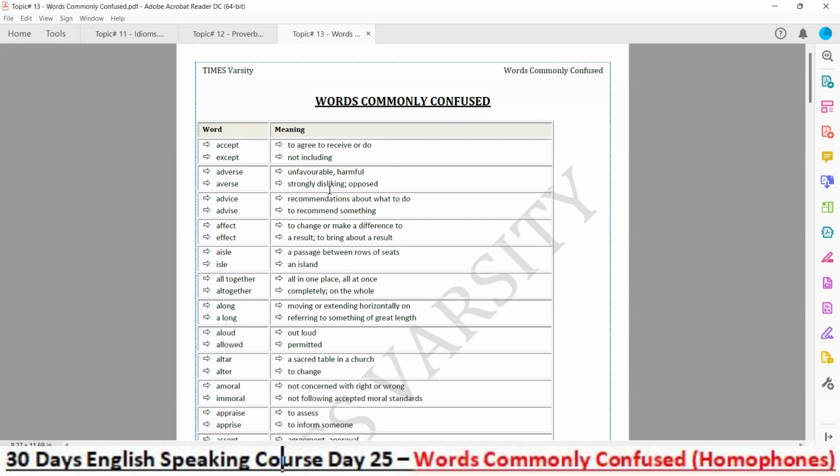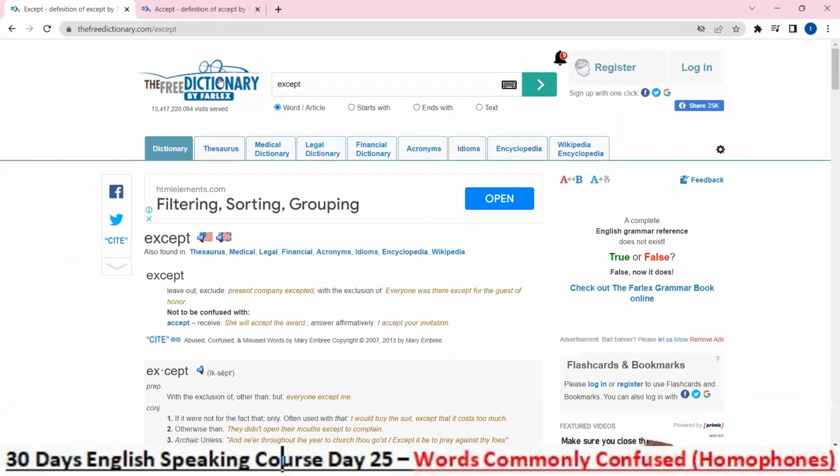Averse means strongly disliking or opposed. Now, advice and advise. The pronunciation is similar, but the meaning is different. A-D-V-I-C-E, advice, recommendations about what to do. That is advice. A-D-V-I-S-E, to recommend something. So let's look at the meaning, advice first.